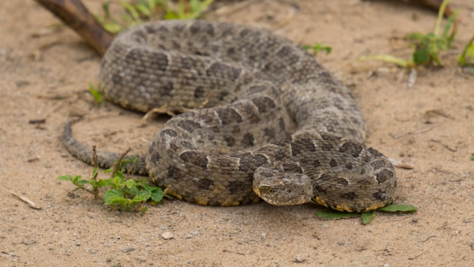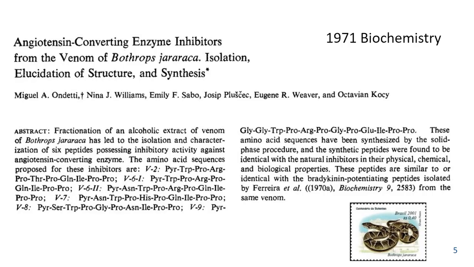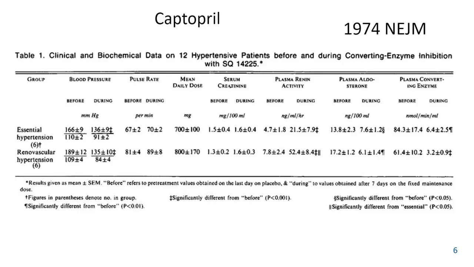This is the Brazilian pit viper, from which the very first compound that blocks the Renin Angiotensin system, captopril, was first identified. I like to go back to the original publication from 1971 from Bothrops jararaca. Shortly thereafter, in 1974, this paper in New England Journal of Medicine was published, in which the medication captopril, at that time called SQ14225, was given to human subjects.